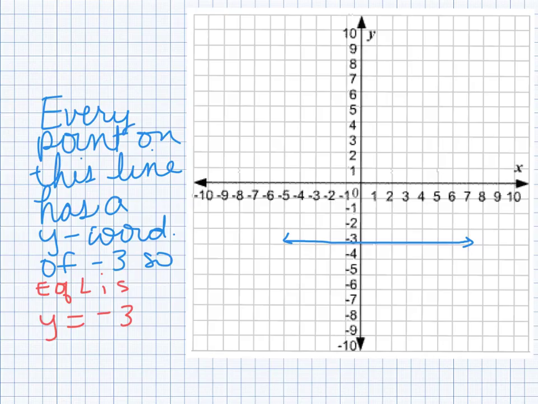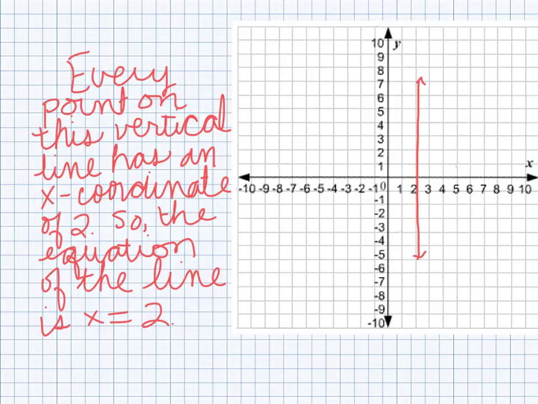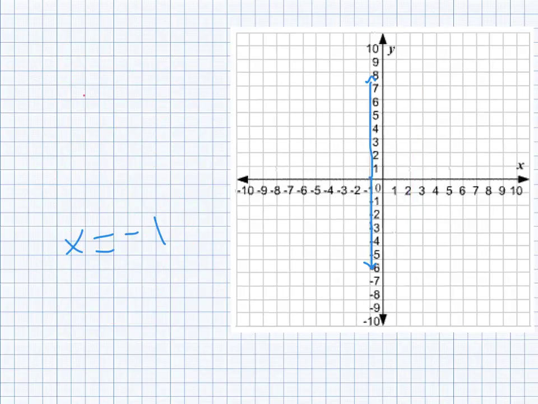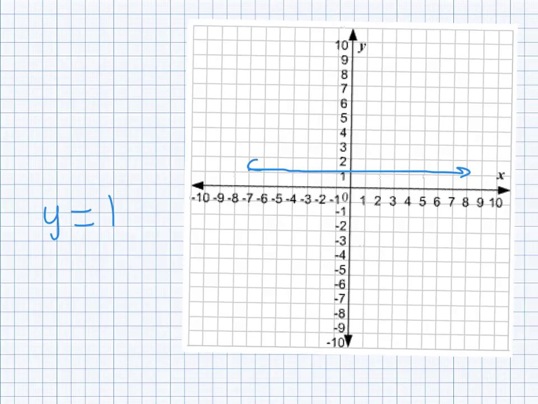On this graph here, every point on this line has a y coordinate of negative 3. So that's why we would write this as y equals negative 3. It does not change. In this case, every point on this vertical line has an x coordinate of 2. It always stays at 2. So the equation of this line is x equals 2. There's nothing else to say about it. This is an example of x equals negative 1. This is an example of y equals 1.